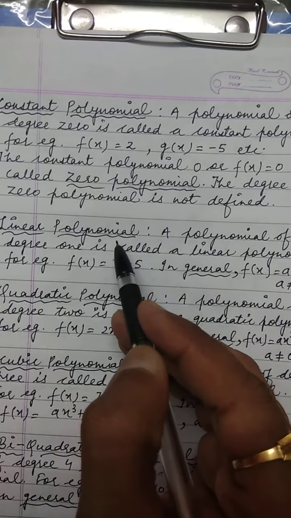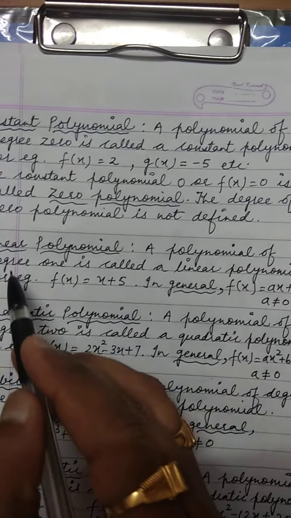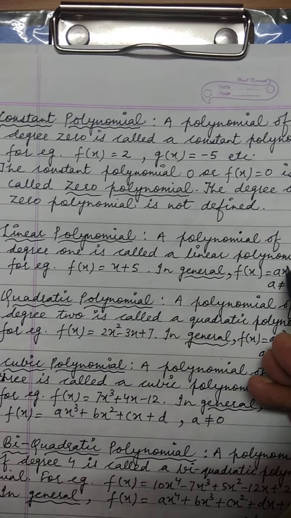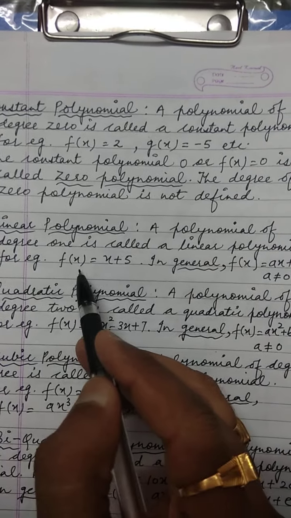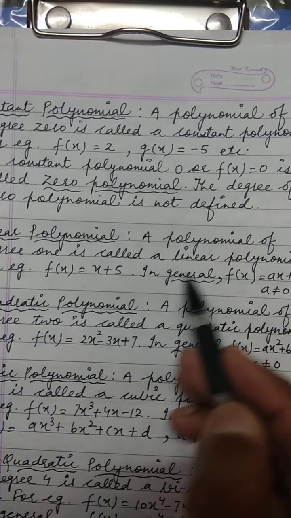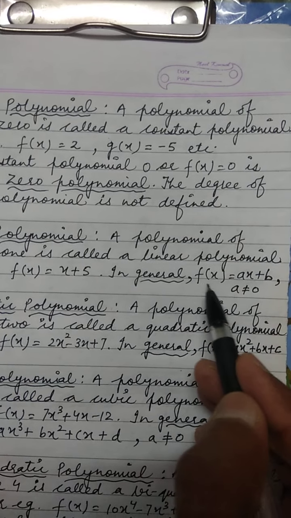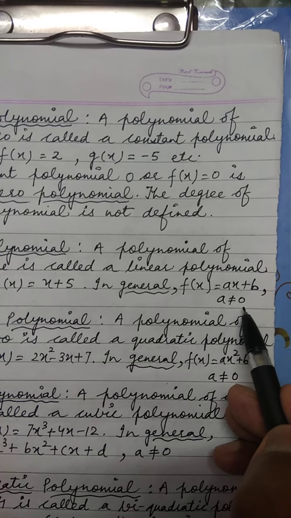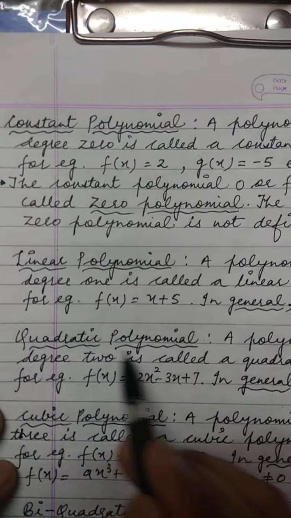Now come to the linear polynomial. A polynomial of degree 1 is called a linear polynomial. For example, f(x) = x + 5. In general, a linear polynomial is written as f(x) = ax + b, where a is not equal to 0.